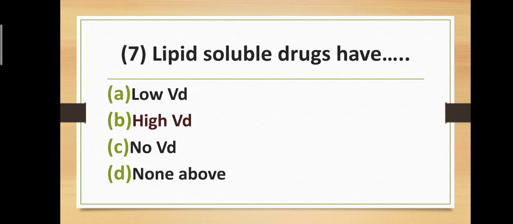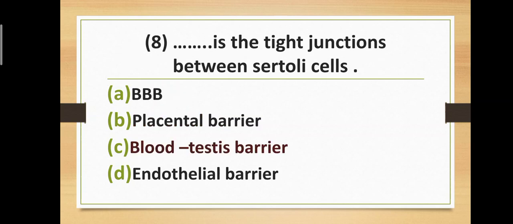Question number 7. Lipid soluble drugs have option A low VD, option B high VD, option C no VD, and option D none above. So correct answer is option B high VD. VD means volume of distribution. Lipid soluble drugs have high volume of distribution.